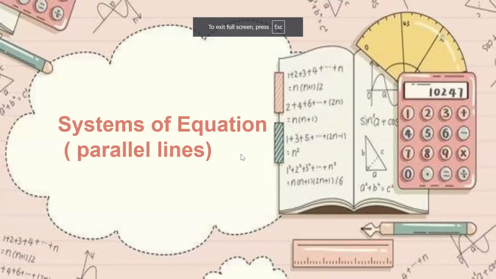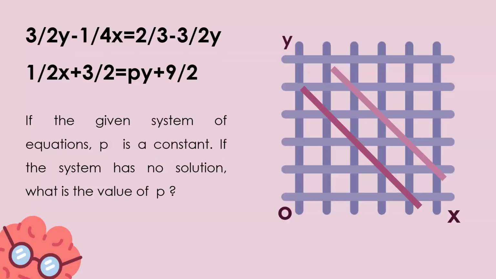So today, we are going to be solving for a system of equations when it comes to parallel lines. We're given two equations, and the question asks, in the system of equations, P is a constant. If the system has no solution, what is the value of P? So we know that there's a system of equations and there is no solution. What does it mean if a system of equations has no solution?